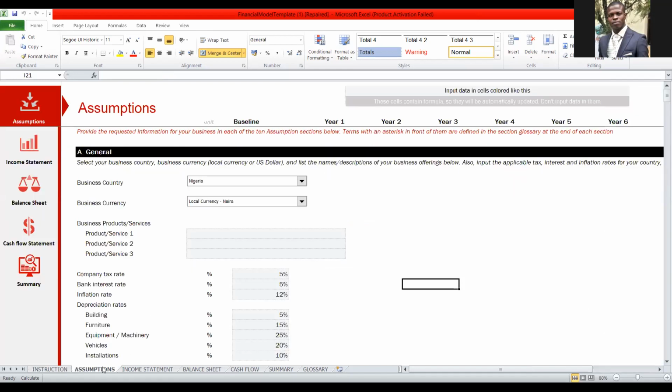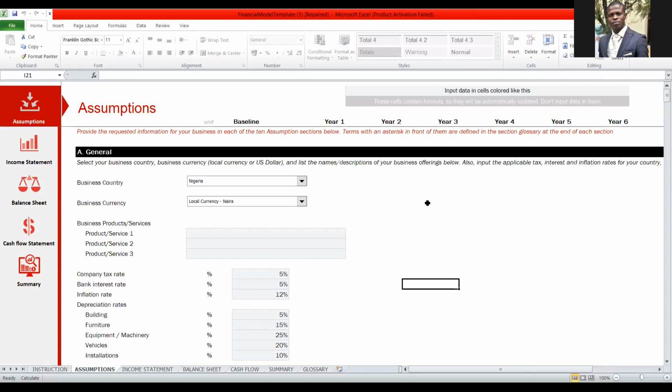Then you now move to the assumptions. This is where you have to fill every aspect of these assumptions. Once you have filled it, then you have completed your financial template. It's as easy as it looks, not as complicated as you think.